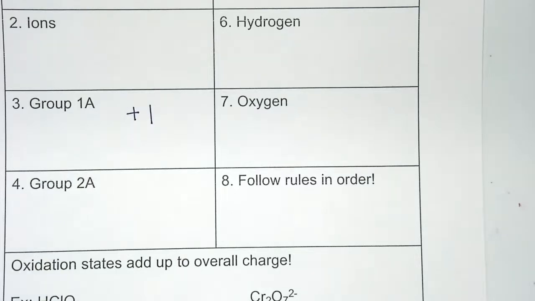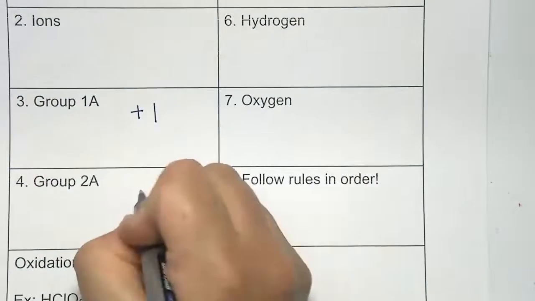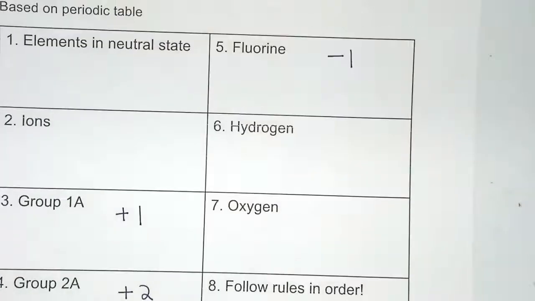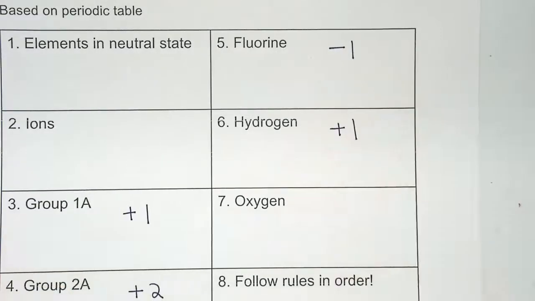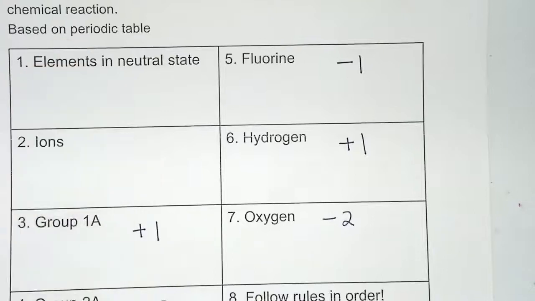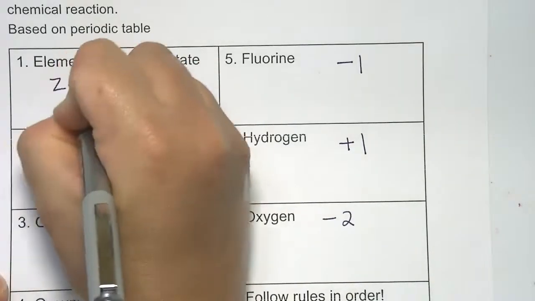Okay, what about group 2? +2. Okay. What about fluorine and usually the halogens? -1. Good. What about hydrogen? +1. Okay. What about oxygen? -2. Okay, what have we not covered yet? Elements in their neutral state. If we have an element by itself and it's not an ion, what is its charge? 0. Yep.